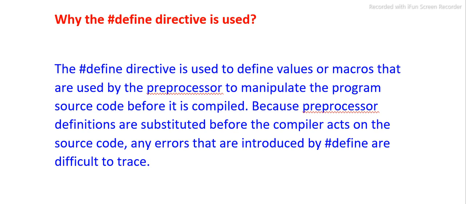I have already said that we will declare the value or anything at the very first of the program, because preprocessor definitions are substituted before the compiler acts on the source code. Any errors that are introduced by hashtag define are difficult to trace. It is very important that if we make any errors in the hashtag define, it is very difficult to trace. We will do these things thoroughly in the program. Now we are only knowing about its definition and the theory part only.